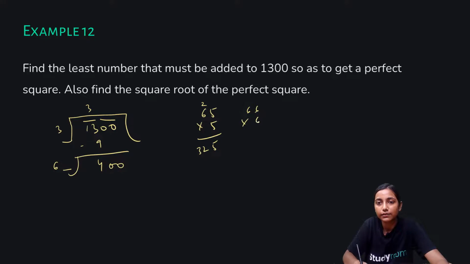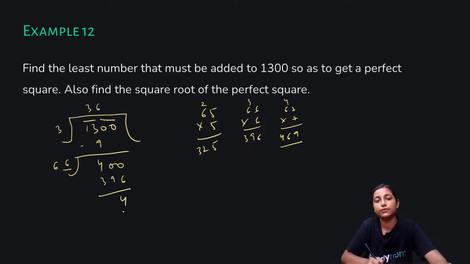I can try the next one. 66 into 6, 6 6s are 36, 6 6s are 36, 396, still less than this one. But 67 into 7 gives us 7 7s are 49, 7 6s are 42, and 469, which is greater than this, so I'll choose this digit 6 here. If I'm writing 6 here, 6 will go to the quotient as well. It's 396. We get the answer as 4. Now our remainder is 4.